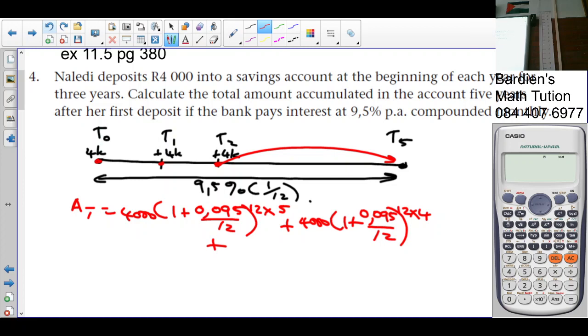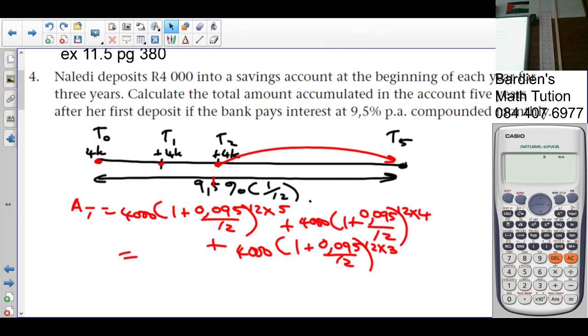Okay, if there was a break here for interest, then I would have stopped there first and then changed the interest afterwards. So it would be 4,000 Rand into 1 plus 0,095 over 12 to the exponent 12 times. How many years is that for? 2 or 3? 3 years. So you get 4,000. Okay, what I'm going to do is say that's 1 plus 0,095 over 12. That's my answer.